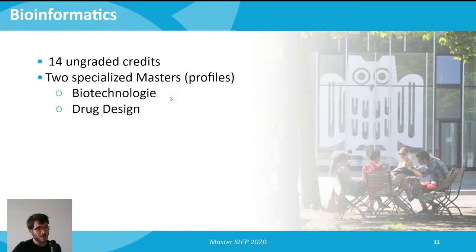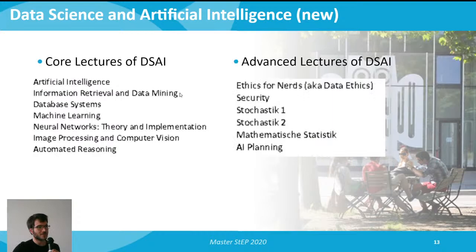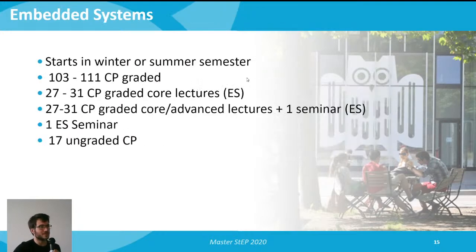And in bioinformatics we have 2 specialized master profiles, biotechnology and drug design. For more information on this, you can also read your study regulations. Data science and artificial intelligence will be presented in 1 minute after I'm finished by a guest speaker today. He will introduce himself in a second.